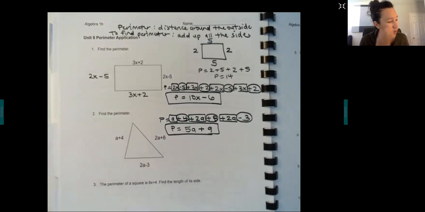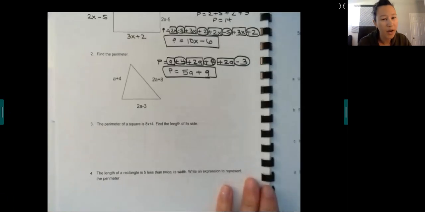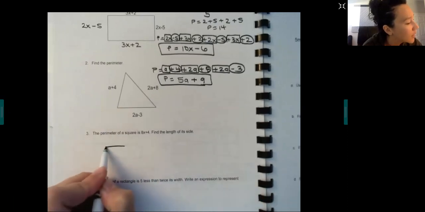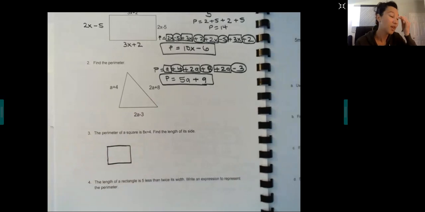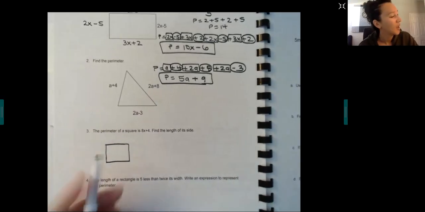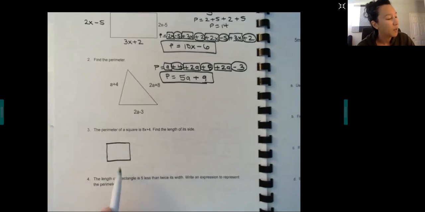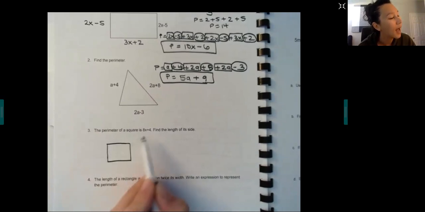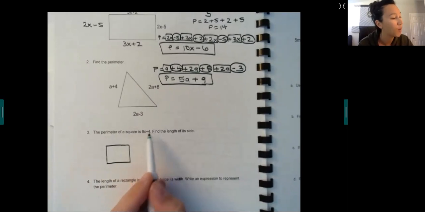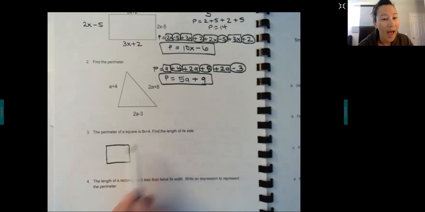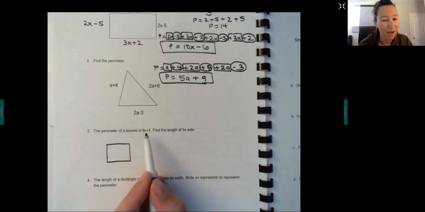Okay, number 3, the perimeter of a square is 8x plus 4. So find the length of its side. So with a square, we know all of the sides are the same. It's more like a rectangle, but trying to draw a square. So we know that they all have to be the same. So we have to figure out what if we add up this value 4 times, what would give us 8x? So that same value. And then the same thing for 4. What number can we add together 4 times and get 4?